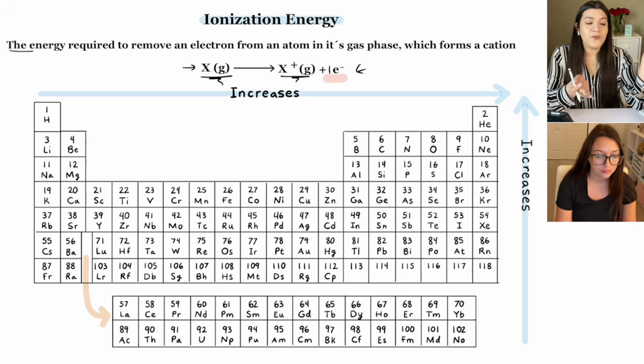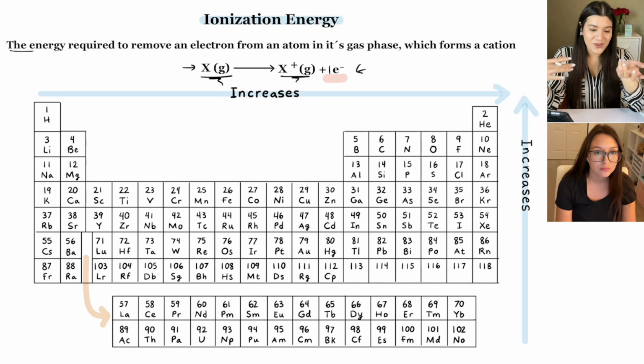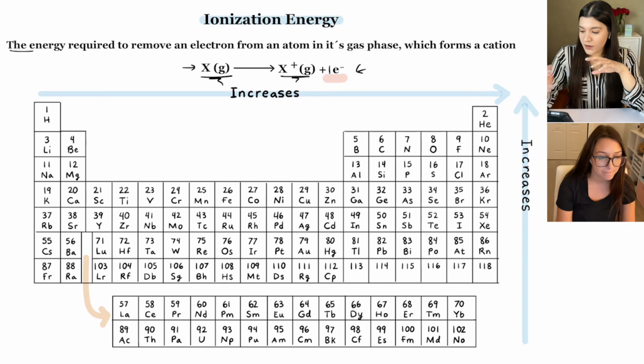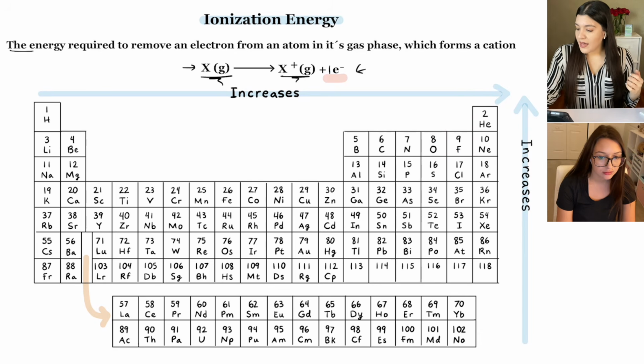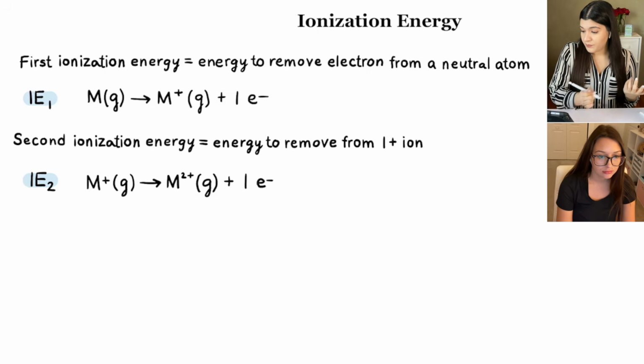So this is where we're completely changing up the trend now. It's the reverse, the opposite of what we were talking about with ionic radius and atomic radius. Now this corner here is going to be the highest. So everything moving from left to right across our periodic table is going to increase. And moving up a column, that's where our ionization energy is also going to increase.